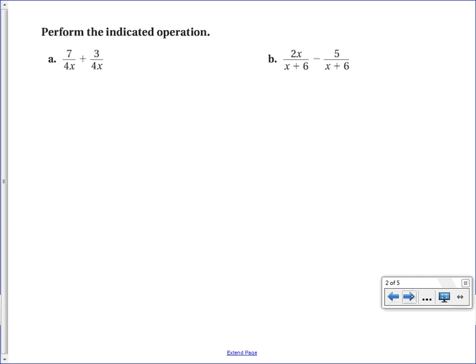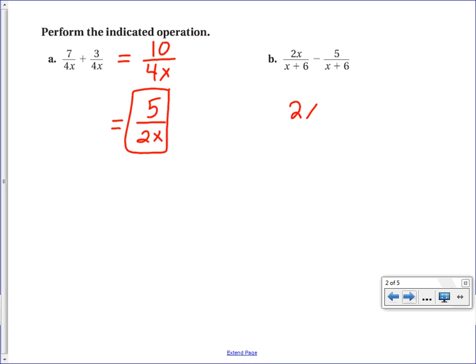In this slide, the denominators are the same. All you have to do is combine the numerators. So 7 plus 3 will be 10 over 4x. The denominator doesn't change. Check to see if you can simplify the fraction, which here you can. It will become 5 over 2x. That's the simplified version. Example B, subtraction.